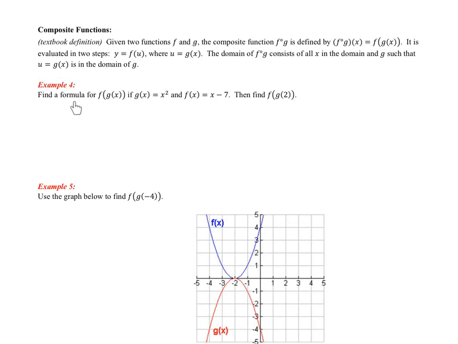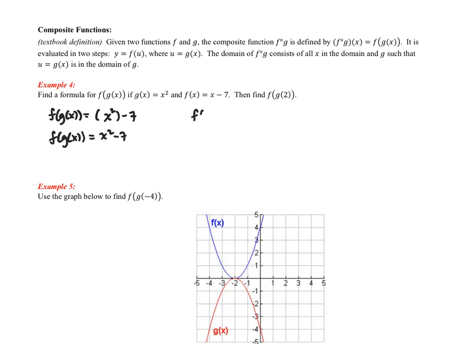So let's find the formula for f of g of x if g of x is x squared and f of x is x minus 7. So f of g of x would be f of x, which is x minus 7, with g of x inserted into that as the independent variable. Therefore, f of g of x is x squared minus 7.